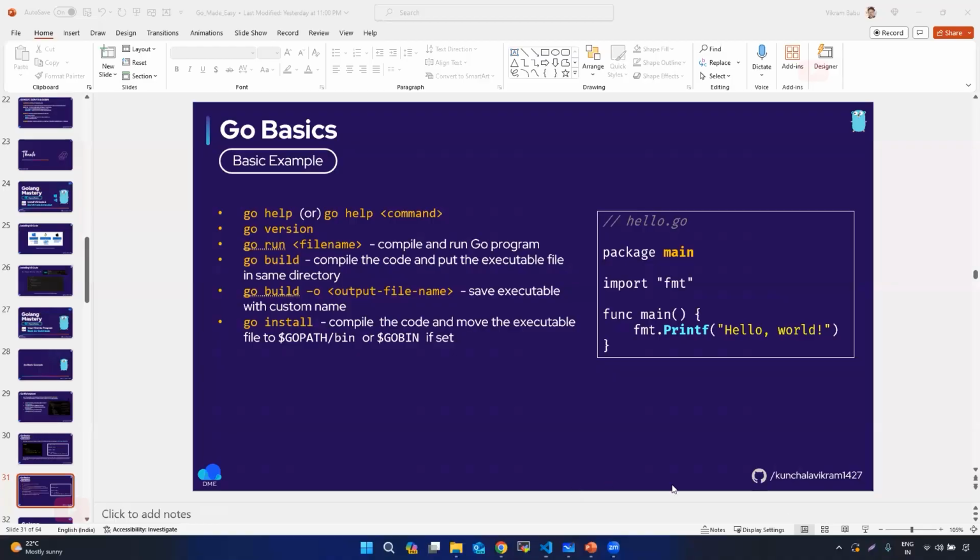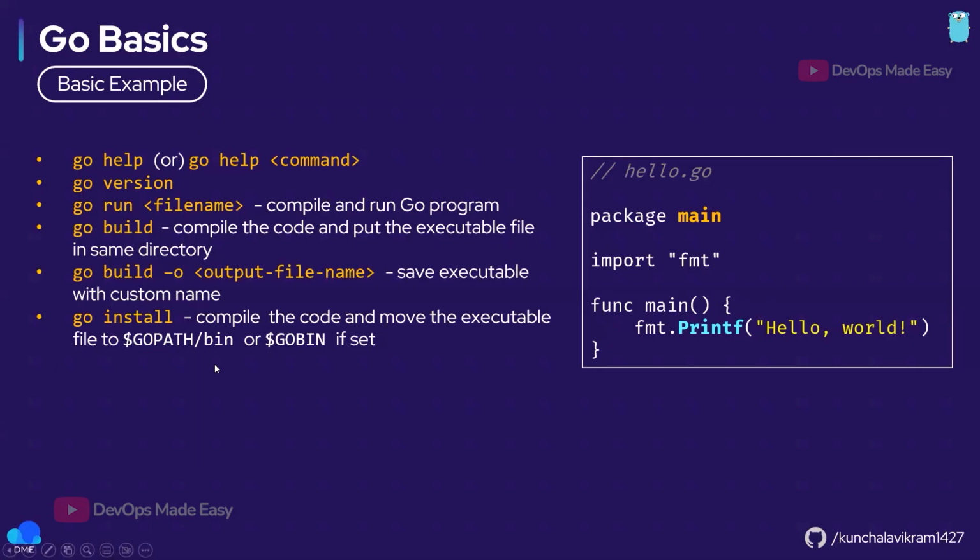So that is how you write your first program in Go. And if you want help on any command, you just have to use go help followed by the command, and go install, as I already said, it will put the executable in bin. Go build will compile and put the executable in the same directory, right?